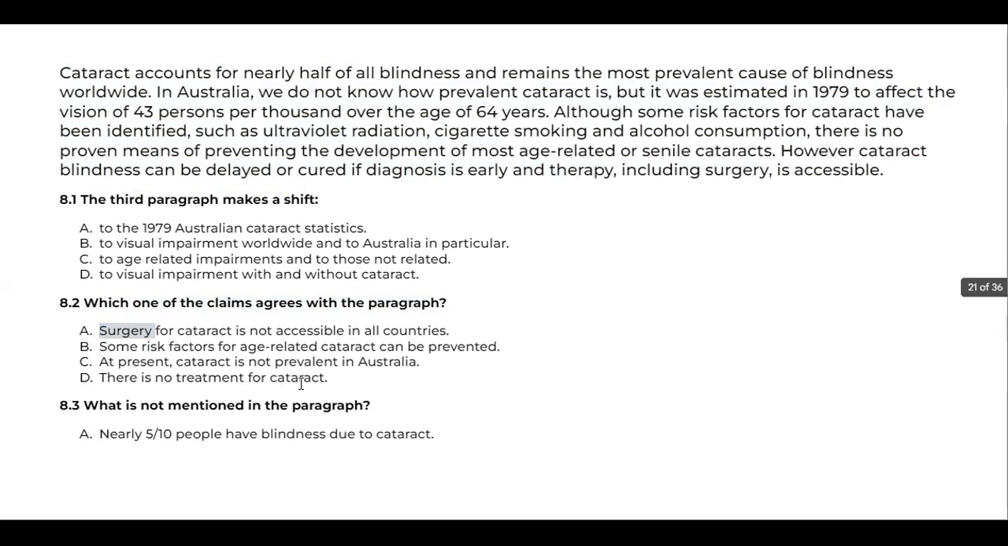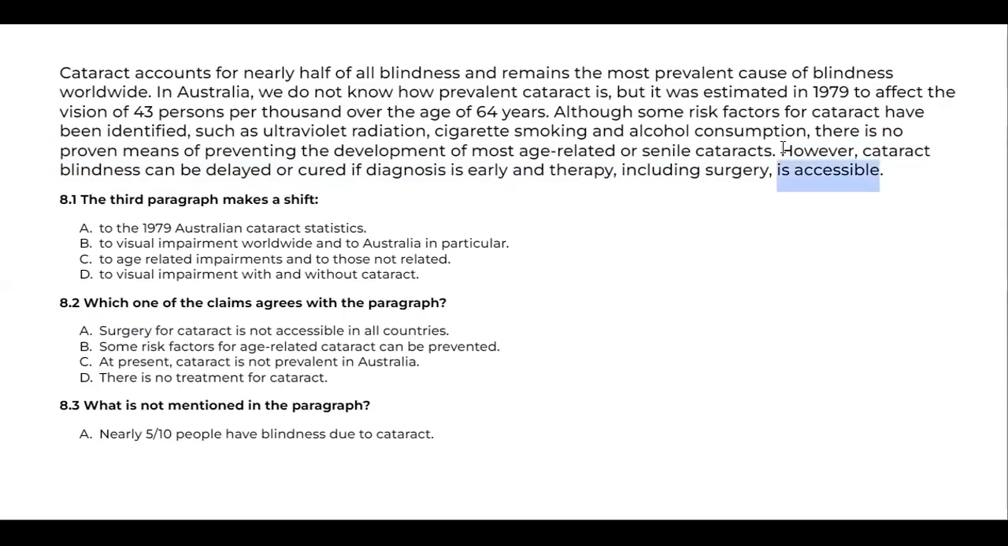Okay, all right. Sorry. Which one of the claims agrees with the paragraph? That means only one claim, one statement, one argument can be correct. Surgery for cataract is not accessible in all countries. Where is it mentioned about all countries? Look at the last sentence. However, comma is missing. Cataract blindness can be delayed or cured if diagnosis is early and therapy, including surgery, is accessible.